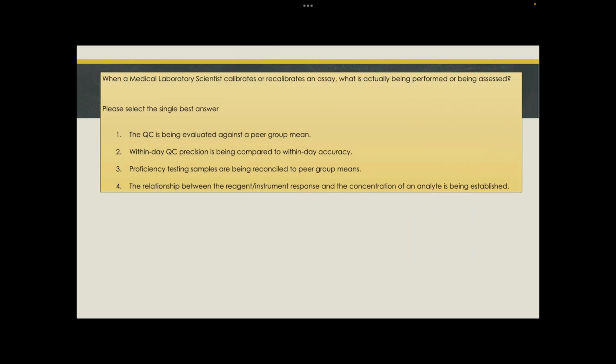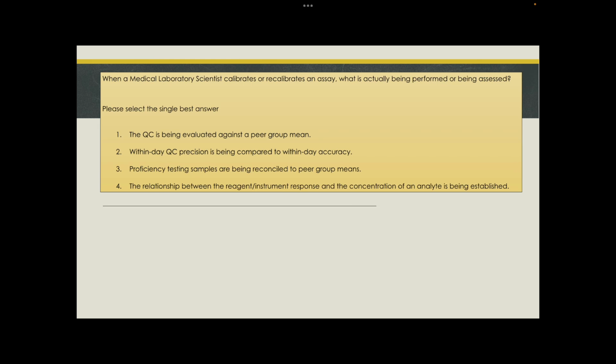When a medical laboratory scientist calibrates or recalibrates an assay, what is actually being performed or being assessed? Please select the single best answer. 1. The QC is being evaluated against a peer group mean. 2. Within-day QC precision is being compared to within-day accuracy. 3. Proficiency testing samples are being reconciled to peer group means. 4. The relationship between the reagent/instrument response and the concentration of an analyte is being established.